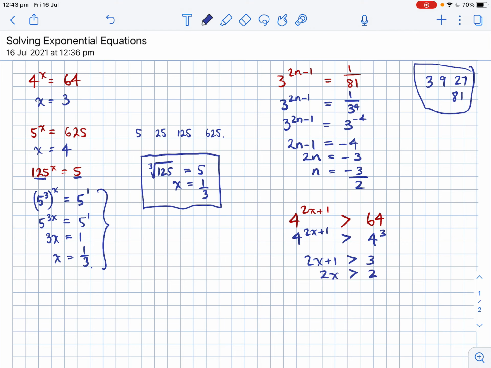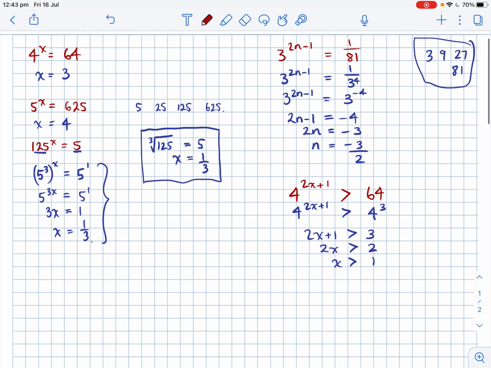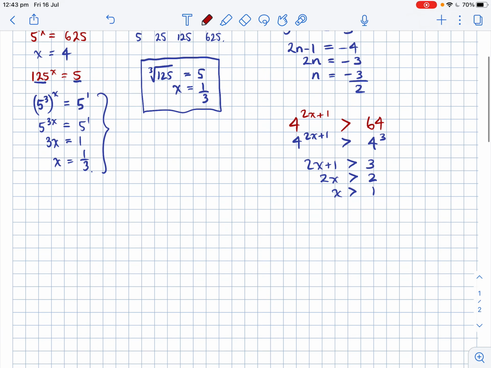2x must be greater than 2. X must be greater than 1. Okay, so x must be greater than 1 if 4 to the power of 2x plus 1 is going to be greater than 64. Let's move right along to my next expression.